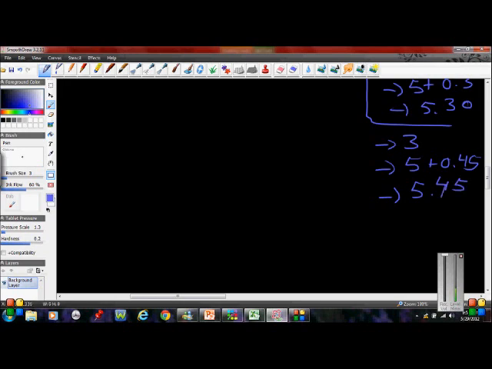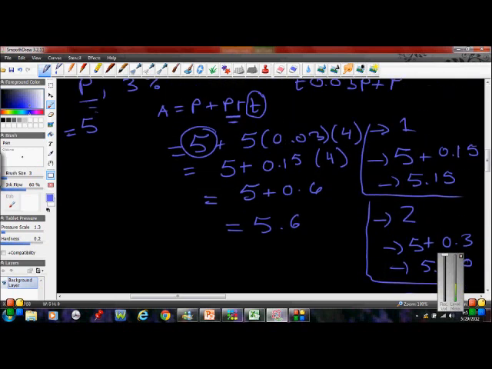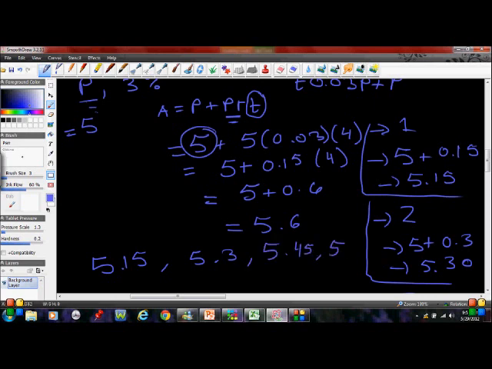Now the reason I did this was to show you guys a relationship between these things. So let's take all these values and write them down. After 1 year, you had 5.15. After 2 years, you had $5.30. After 3 years, you had $5.45. And after 4 years, you had $5.60.